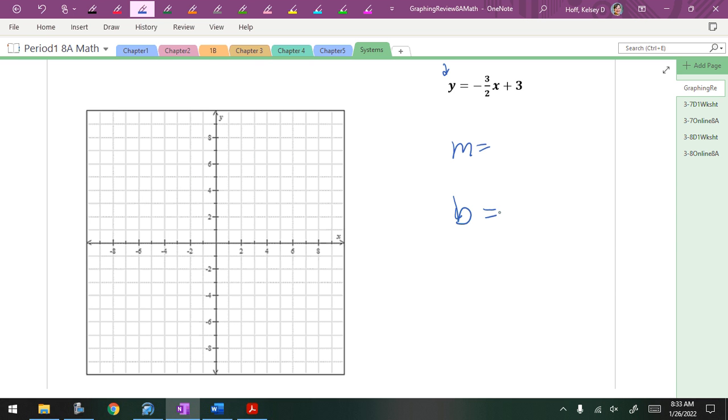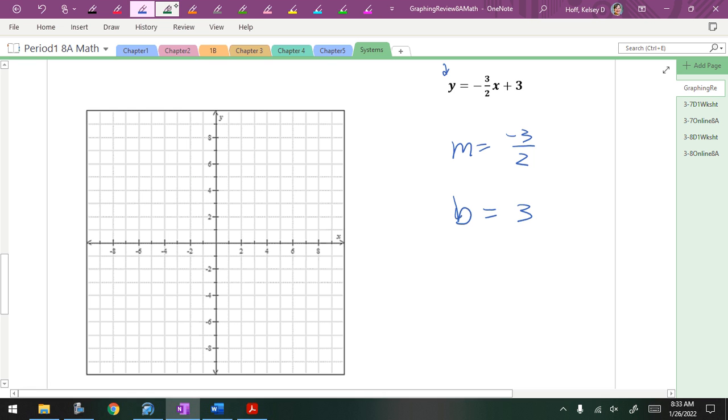You gonna give me an answer, Courtney? What you got? m equals -3/2 and then b equals 3. Thoughts? Agree or disagree with her? I agree with her. Now, this negative, some of you put out front, which is fine, but Miss Hoff's rule is always put it with the top. Always put it with the top.